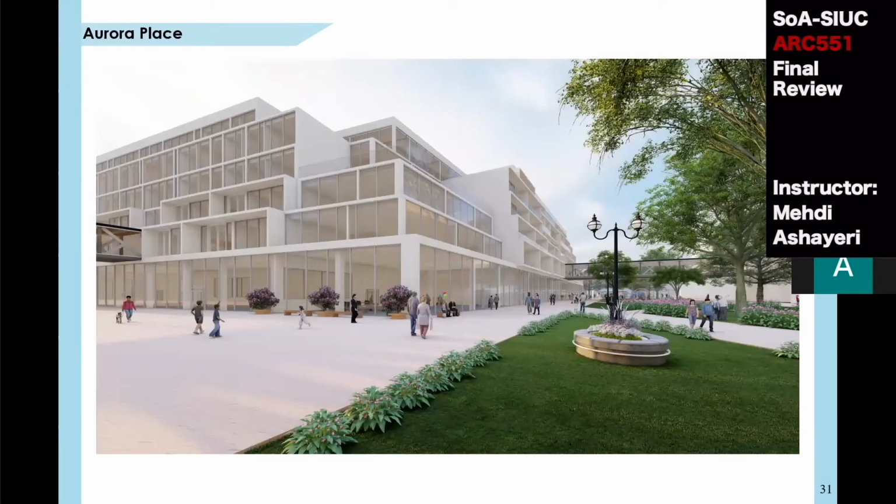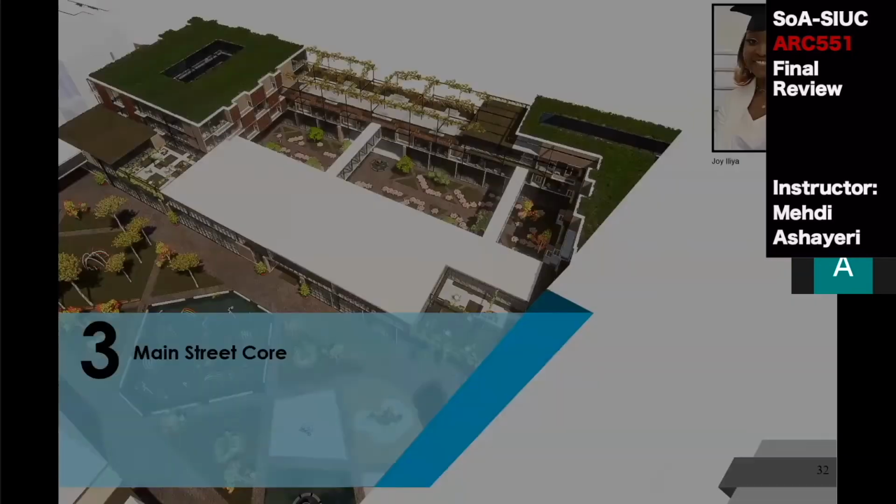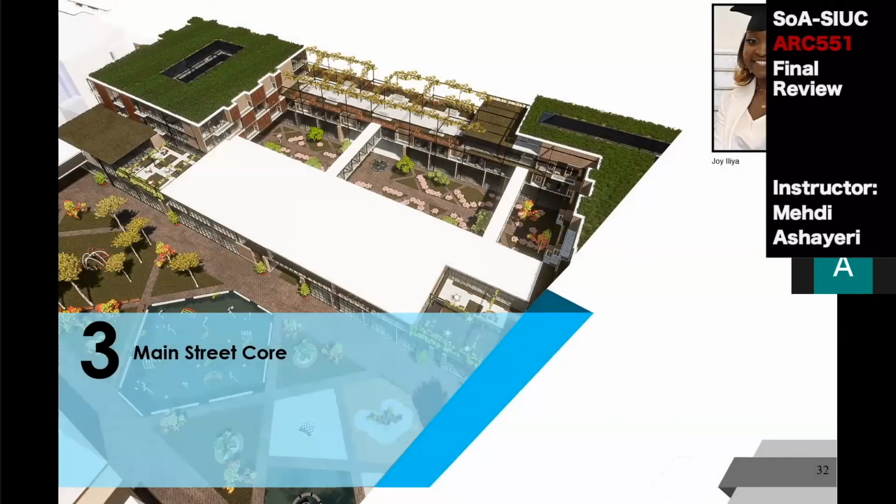And this is looking towards Cass Manor and Aurora Place. Okay, next I will be discussing Main Street 4, which is the building that I designed.